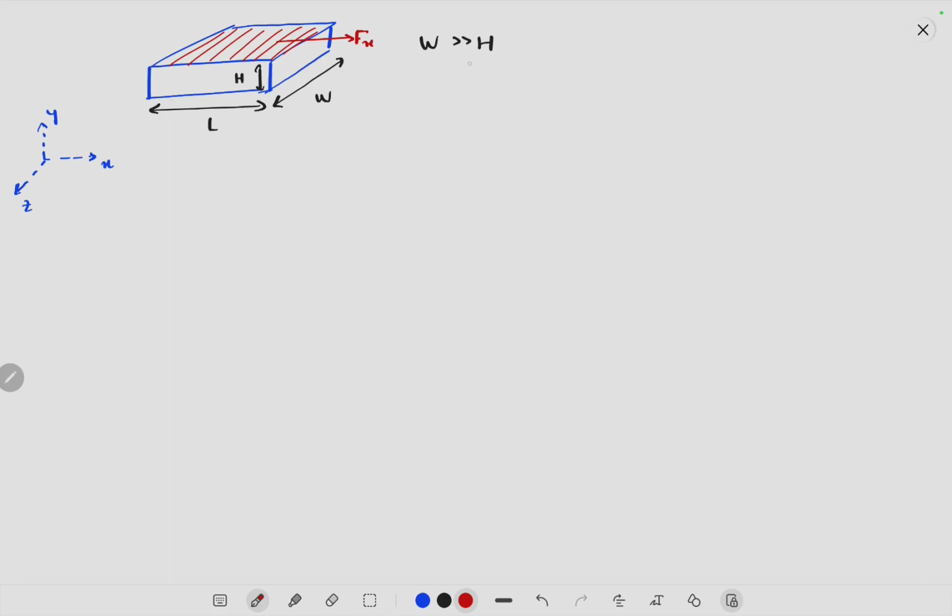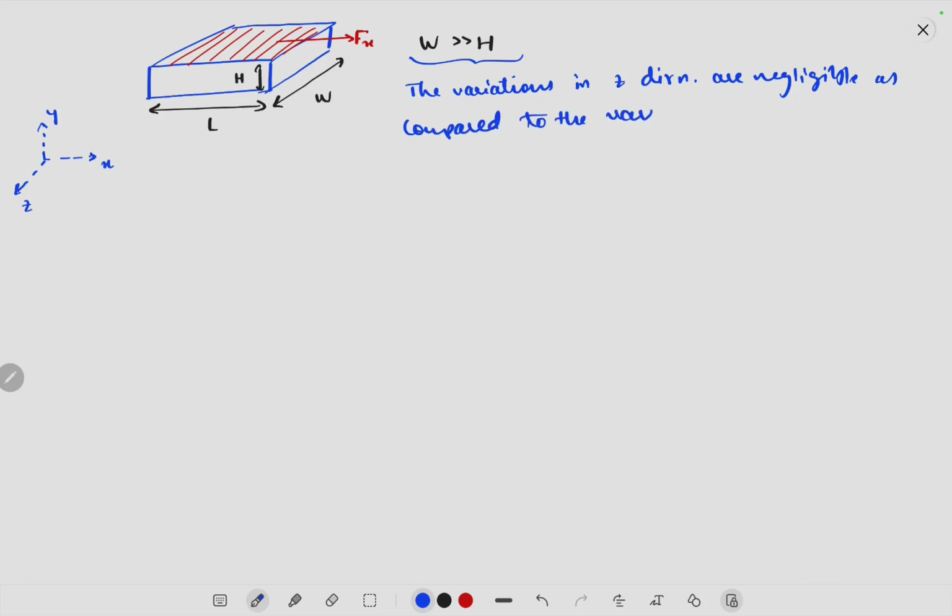Now given this case that W is very greater than h for the solid, we can safely assume that the variations in the z direction are negligible as compared to the variations in the x and y directions. So let me just quickly write it down. For this condition, the variations in z direction are negligible as compared to the variations in x and y direction.